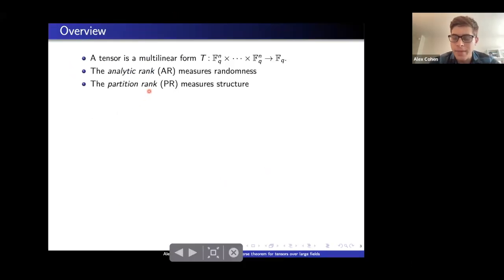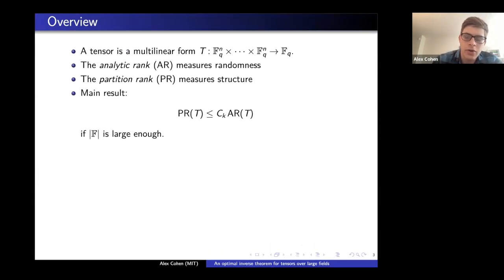Just to introduce the basic notions and what we're going to say about them. A tensor is a multilinear form that takes in k vectors and outputs a scalar. It's probably something we're all familiar with here. There are several different types of rank that one can associate to a tensor. One of those is the analytic rank, which measures some bias or randomness. Another is the partition rank, which measures some kind of algebraic structure in the tensor. Our main result is an optimal relationship between these two quantities over very large fields.